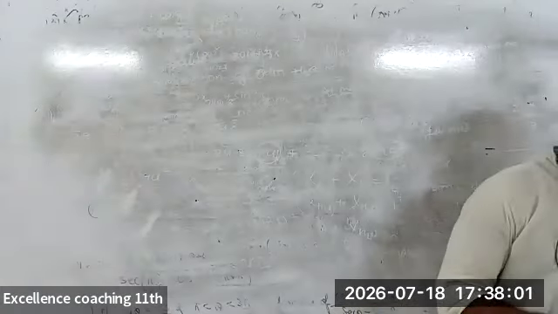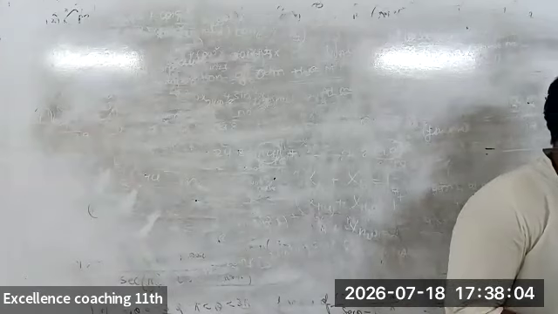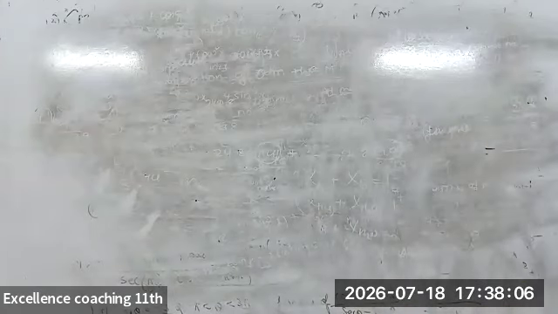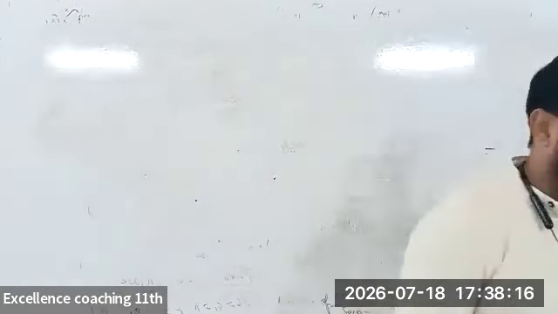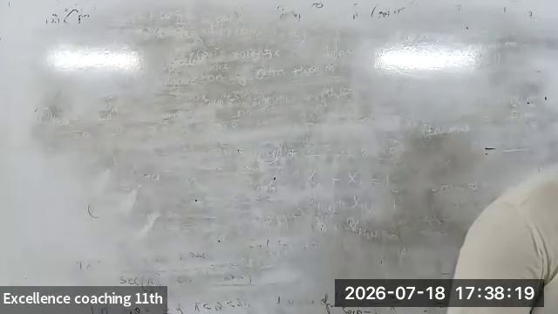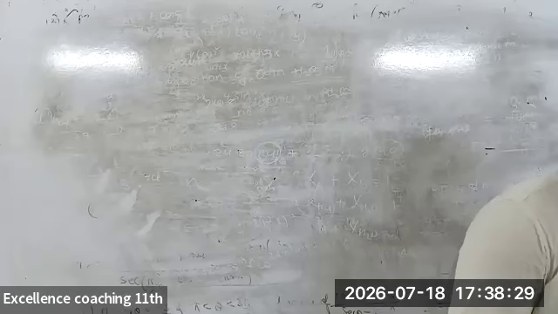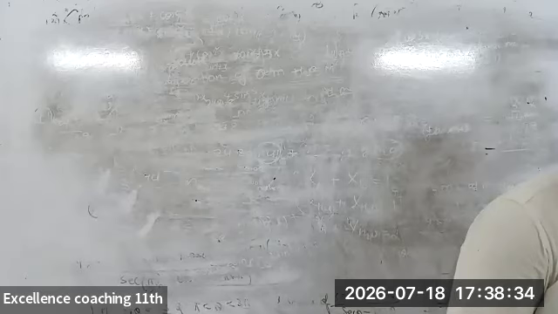So write down. Carbon is equal to 40%. Hydrogen is equal to 6.7%. Oxygen is equal to 53.3%. Molecular mass is equal to 60.